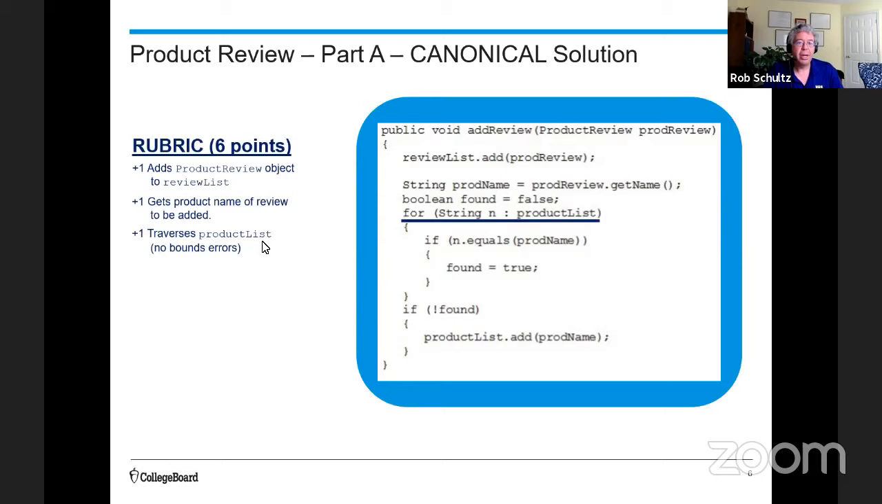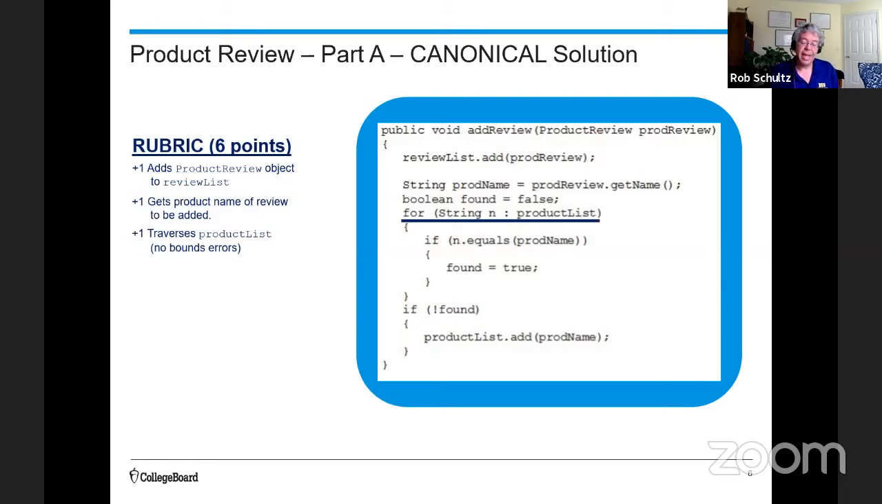Do we traverse product list with no bounds errors? We do. In this case, the canonical uses a for each loop. And if you remember back, it seems like years ago when we talked about the difference between for loops and for each loops. There are some pros and cons to for loops and for each loops. One of the benefits of a for each loop is that there are no bounds errors. So it was a good choice for this one.